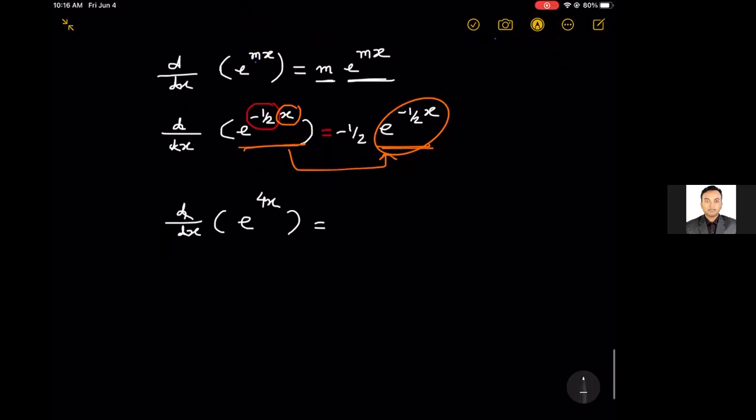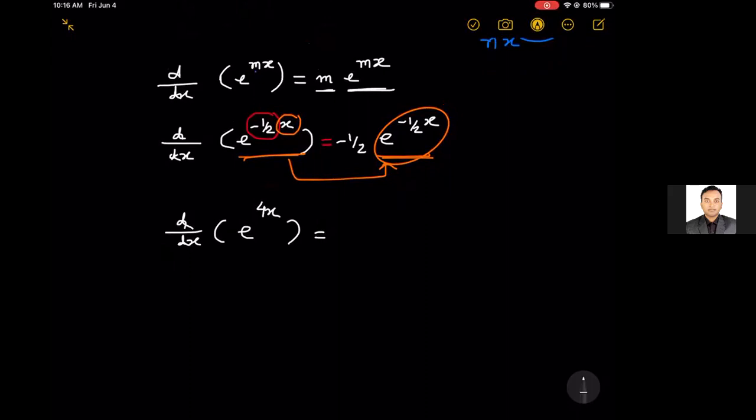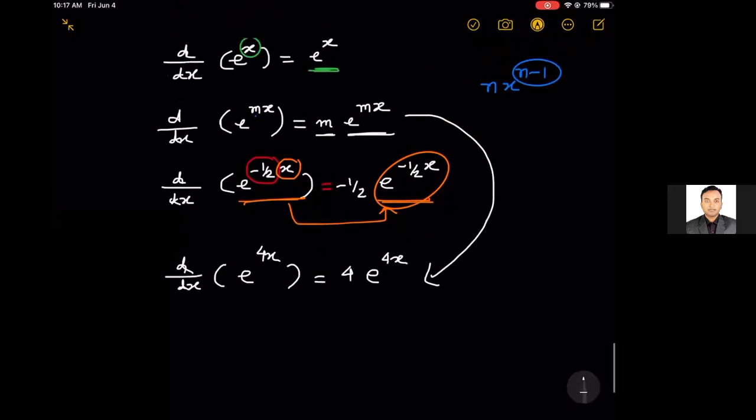Anyway, so here m is 4, and I know that I can write m times e to the mx using this formula. And that's it. That's my answer. So whenever I see any function of the format e to the mx, I can use this formula and write m times e to the mx. Any question from this? Take your time and see if you have any question.